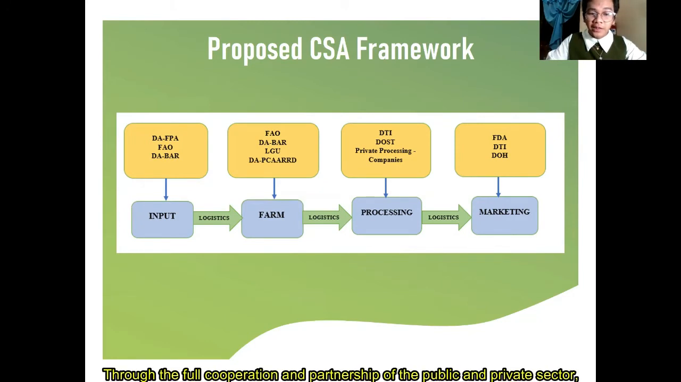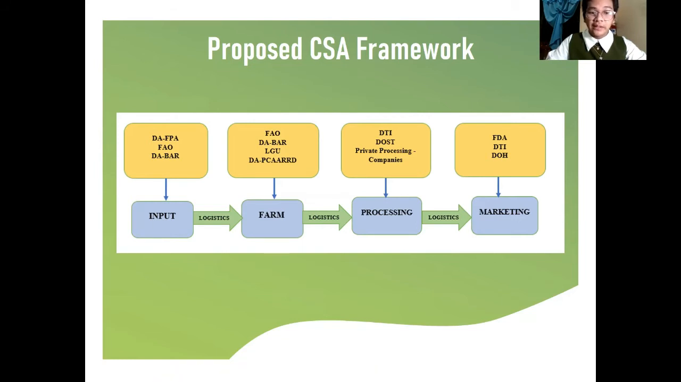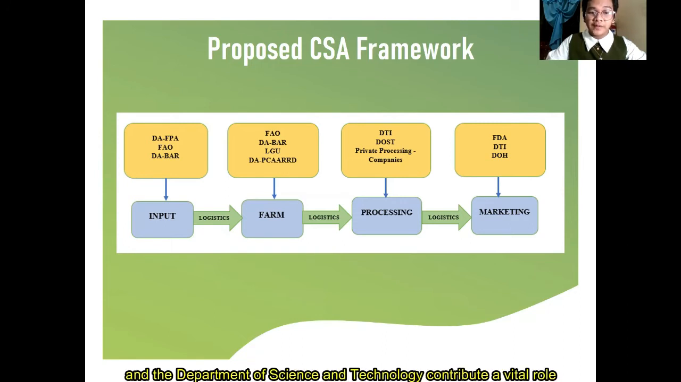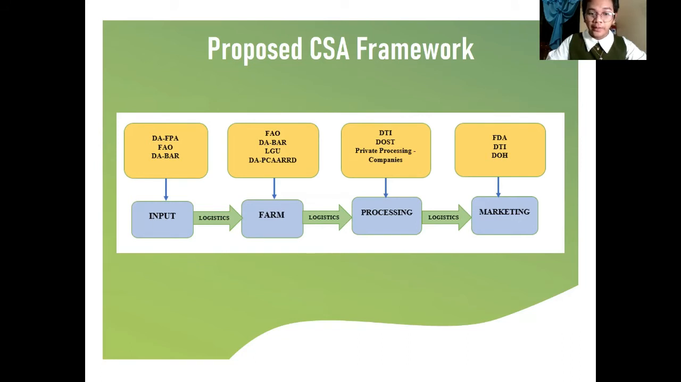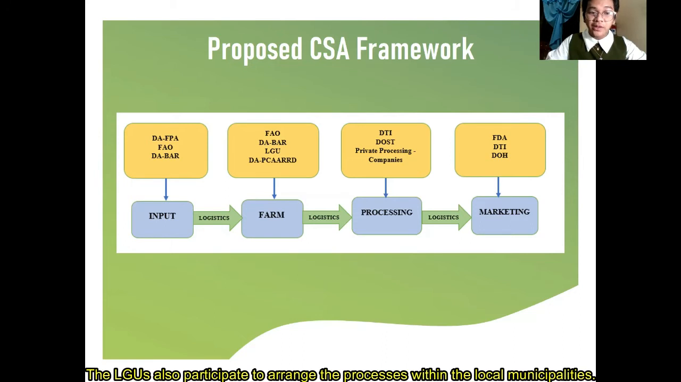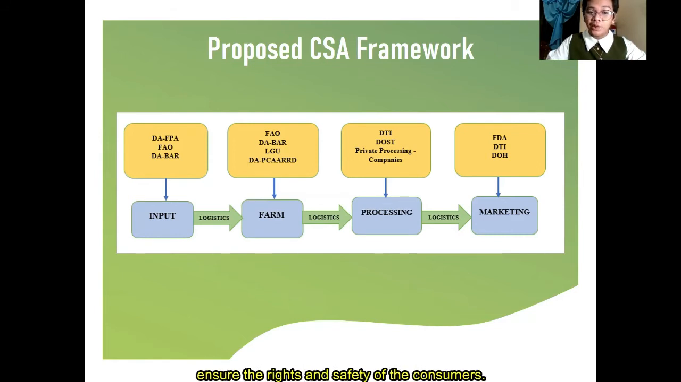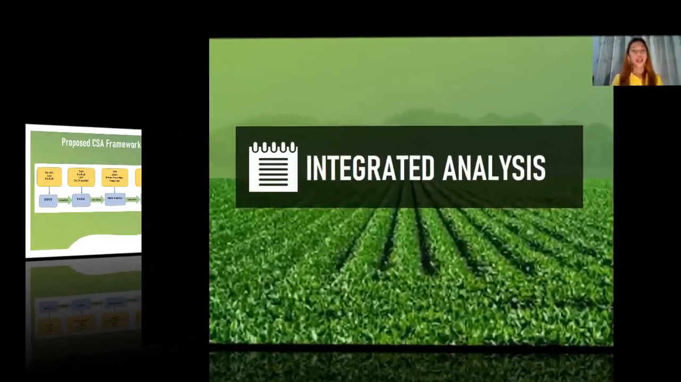Through the full cooperation and partnership of the public and private sector, the viability of soybean may be on the verge of success. The Department of Agriculture, with its attached agencies, and the Department of Science and Technology contribute a vital role for research and development necessary for continuous endeavor. The LGUs also participate to arrange the process within the local municipalities. FDA, DTI, and DOH, as the intervention in the marketing sector, ensure the rights and safety of the consumers.